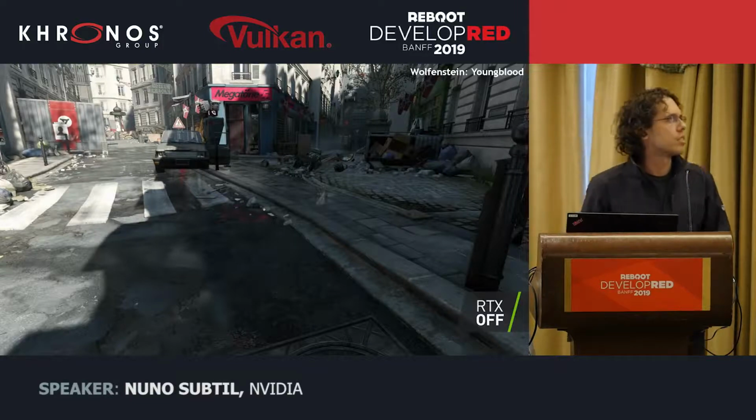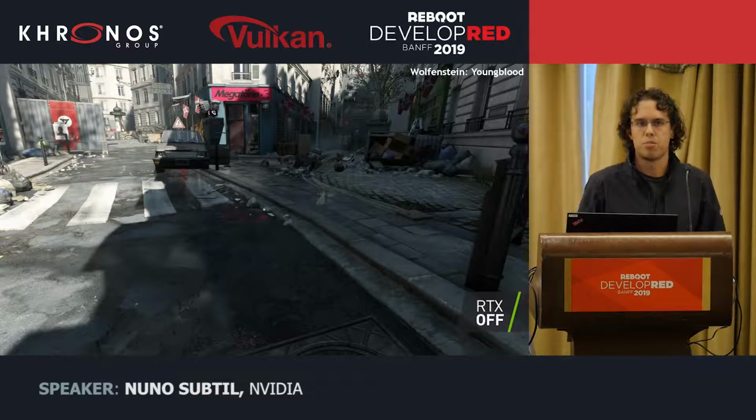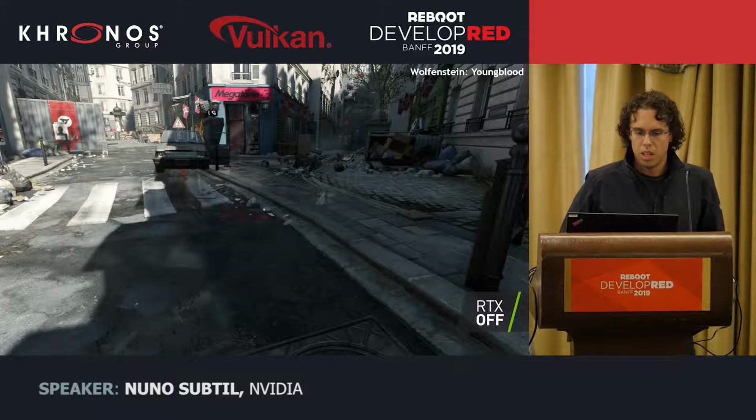So going into some more detail, I have a few images. They're a little dark on the screen, but hopefully you can make out what's going on there. This is a screenshot from Wolfenstein Youngblood from Machine Games. The game launched over the summer, if I'm not mistaken. And NVIDIA has announced that we're partnering with Machine Games to bring ray tracing support to the game.